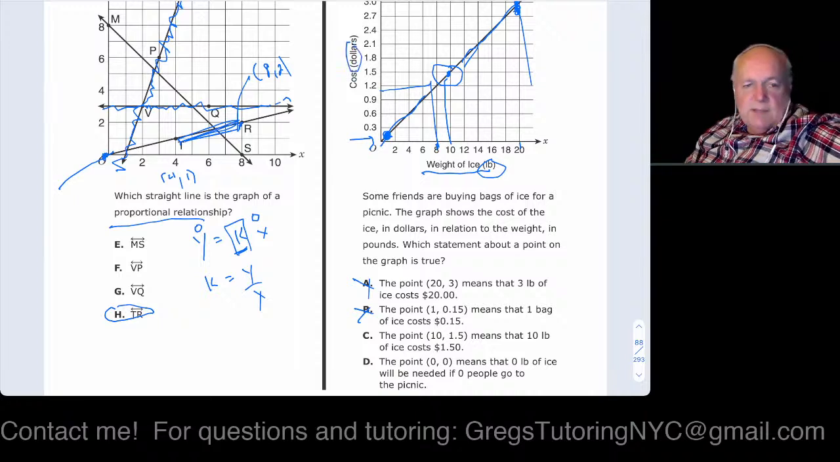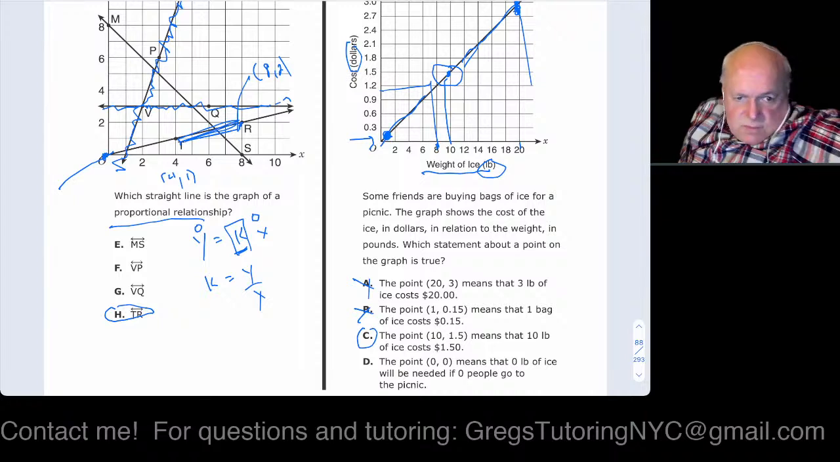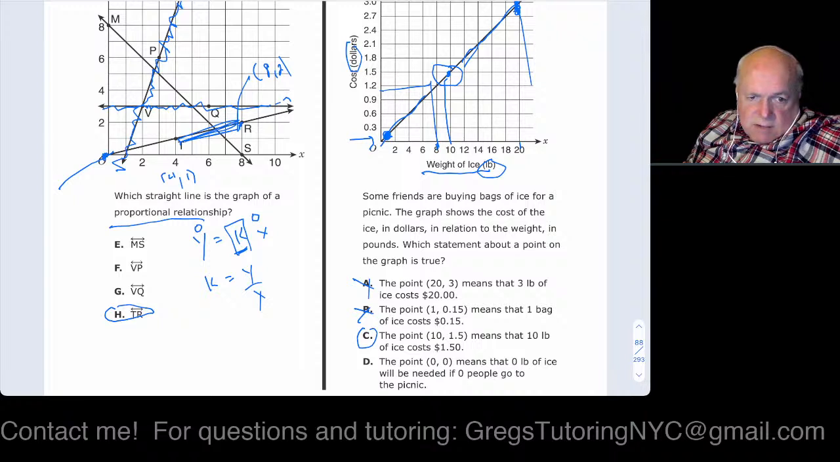And then we always want to rule out the rest. The point 0, 0 means that 0 pounds of ice will be needed if 0 people go to the picnic. No, 0 pounds of ice means you're not paying any money for it, $0. So D is out the window.